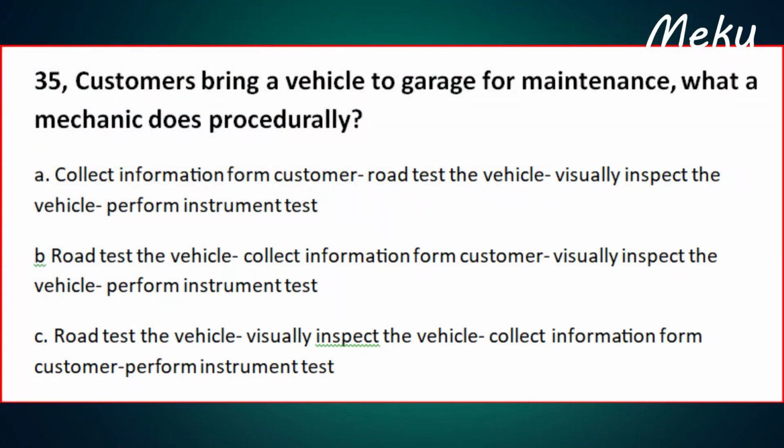35. Customers bring a vehicle to garage for maintenance. What does a mechanic do procedurally? A. Collect information from customer, road test the vehicle, visually inspect the vehicle, perform instrument test. B. Road test the vehicle, collect information from customer, visually inspect the vehicle, perform instrument test. C. Road test the vehicle, visually inspect the vehicle, collect information from customer, perform instrument test.